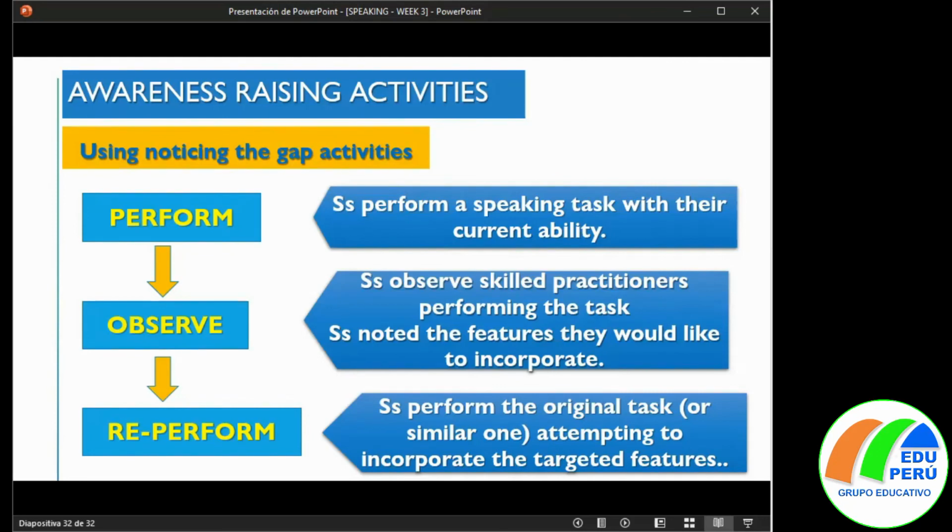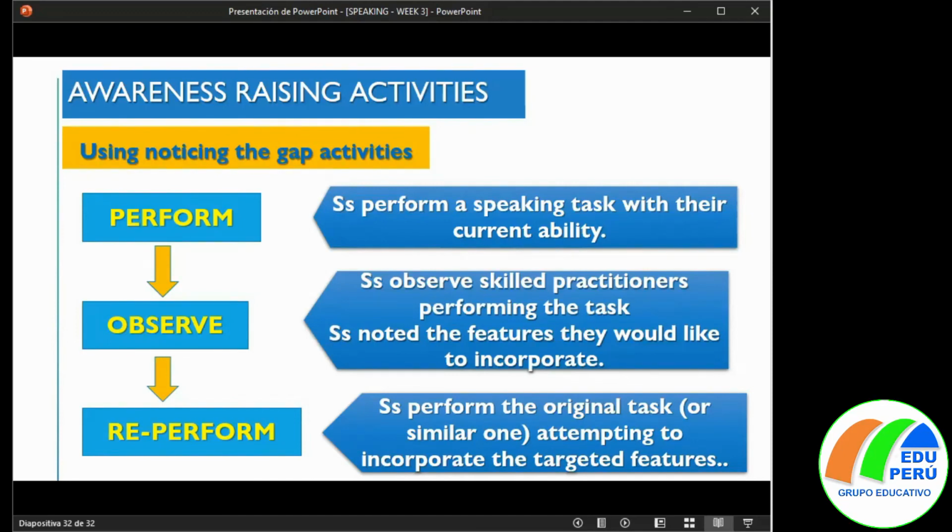After your students are being aware of this grammatical structure, of this vocabulary, of these strategies or communication strategies, of these discourse markers, what is the next step? Can you remember? About availability. Yeah, remember that we are talking about availability.